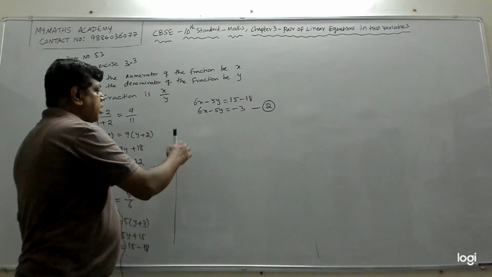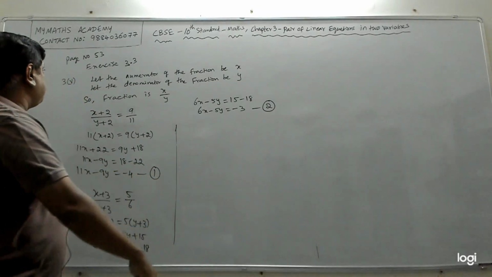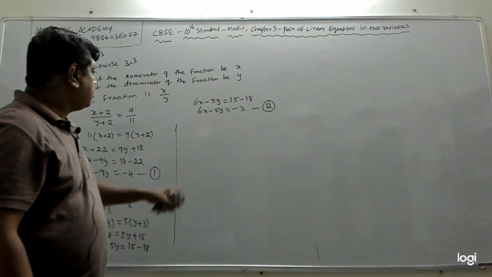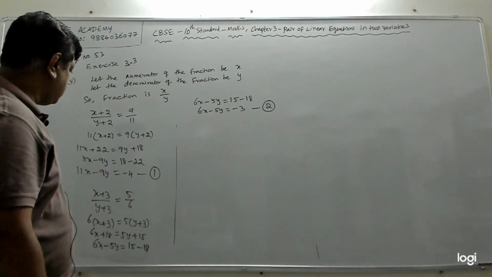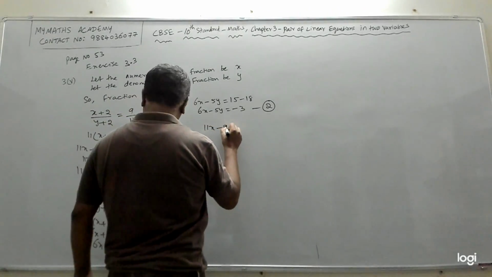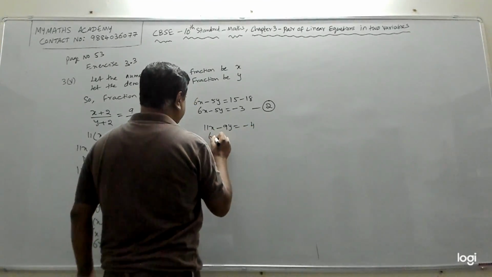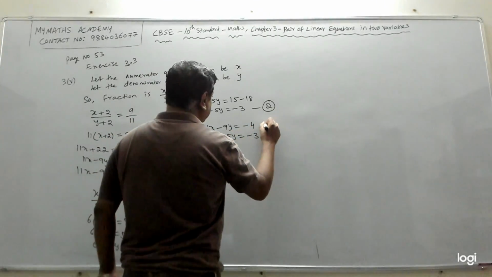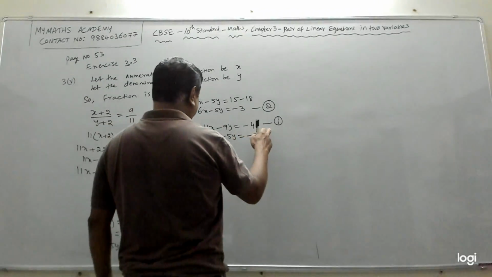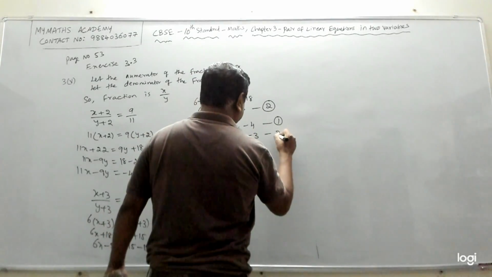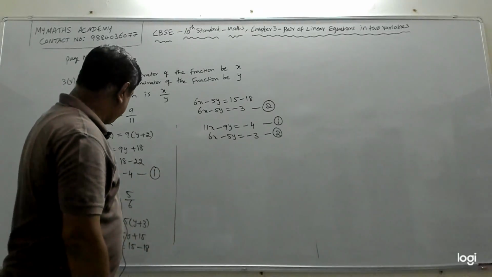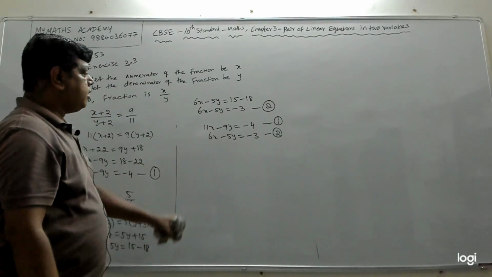Fine. So I assume you can continue this and solve this, or I'll do it. Can you try this, or we'll do this? I'll do that. So we have 11x. I'm taking the first equation. 11x minus 9y equal to minus 4. Then 6x minus 5y equal to minus 3. So this is equation 1 and this is equation 2. Fine. Now we will solve and find using substitution method.